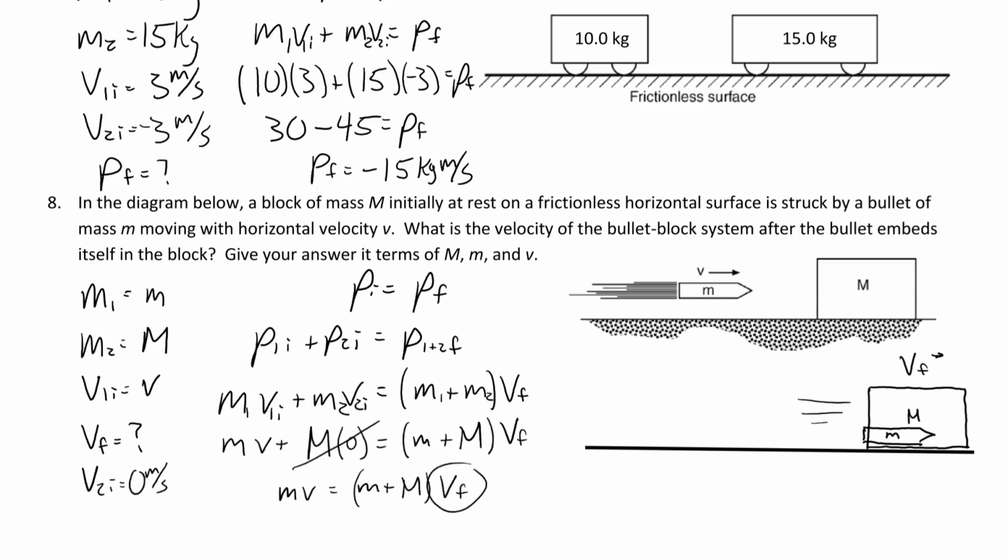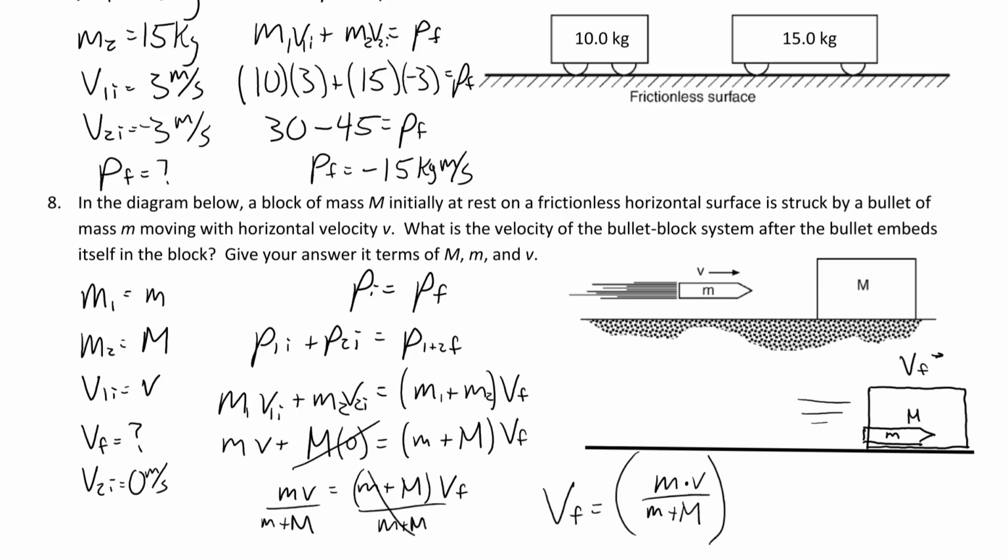We want to know what Vf is, so we solve for Vf by dividing both sides by m plus capital M. Those cancel out, and you're left with Vf is equal to m times v over m plus capital M. And that's your answer. You could totally write it like that. Sometimes you'll see it written where they take out the v and put it over here.